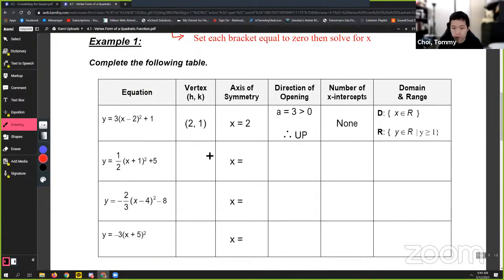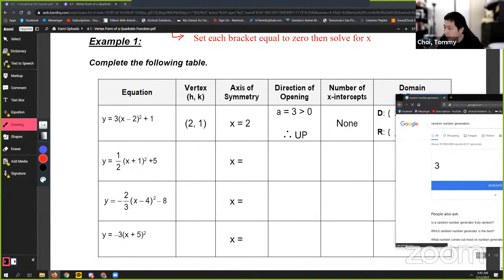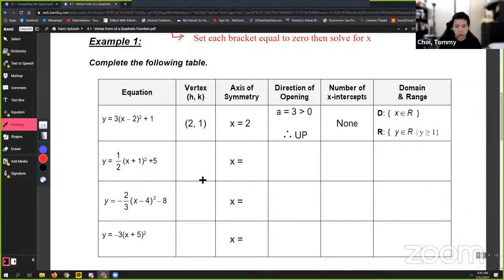I'm going to call a name. There's going to be 15 people I'm going to call out right now, one by one. And I love using my RNG, random number generators on Google. Okay. Here we go. We have 22 people in the class today. Let's see who goes first. Number 12. Josu, what is the vertex here for our first one?